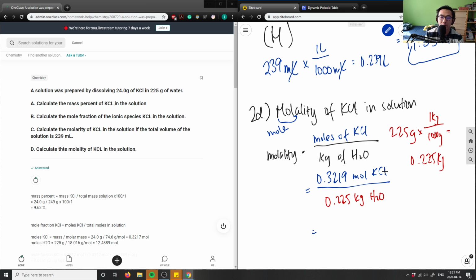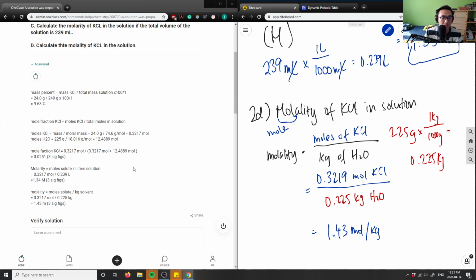0.3219 divided by 0.225. It will give us an answer of 1.43 as our final answer for our molality of potassium chloride in solution. So 1.43 would be our molality for our solution here. And this is in moles per kilogram, right? Moles per kilogram here, 1.43 moles per kilogram.